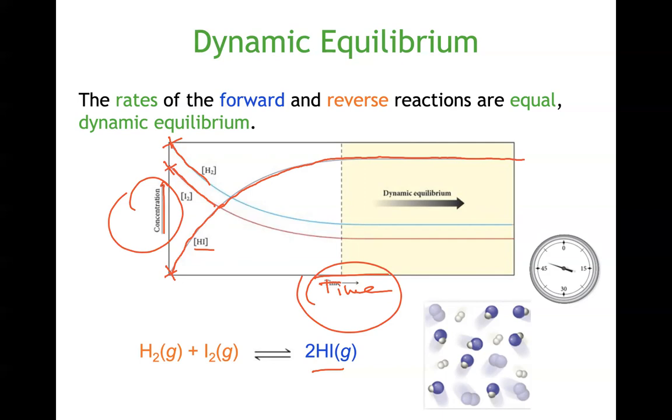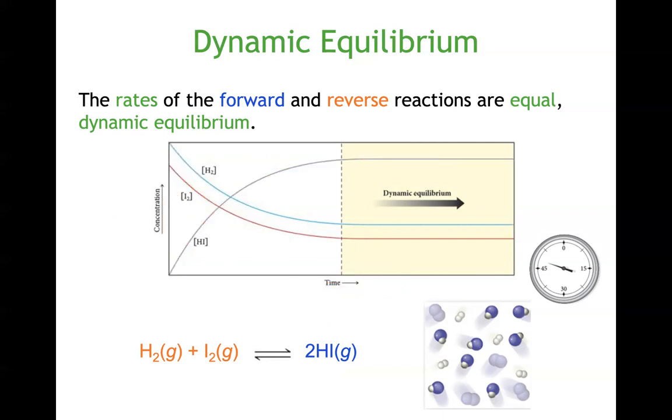Does it mean that the concentration of the reactants and the products are identical? No. Notice that's the concentration of the product at equilibrium. That's the concentration of one of the reactants at equilibrium. And that's basically the concentration of the other reactant at equilibrium. So the concentration is not the same. The change in the concentration over time, or the rate, is constant. And that's what we refer to as dynamic equilibrium.